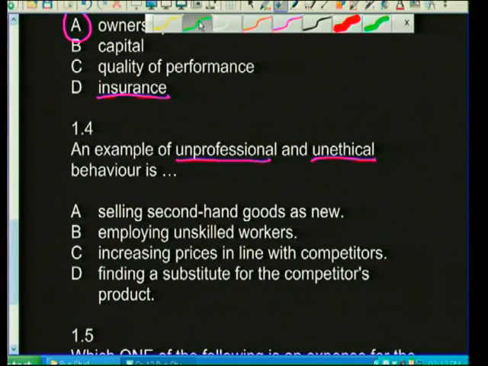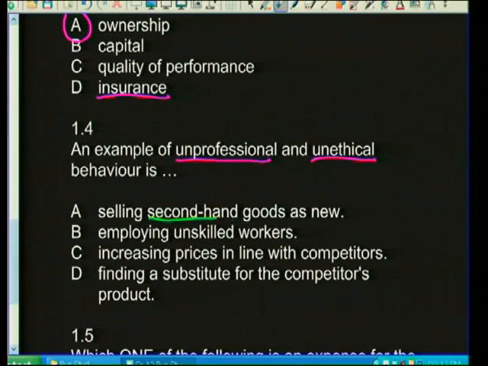Right, selling second-hand goods as new. Right, now if you are going to be selling something which is second-hand and you claim that it is new, that would be totally wrong. Right, so you can see unethical, it's wrong, it's right or wrong. This would be wrong because you are presenting something which is second-hand as being new. Let's look at the others quickly.